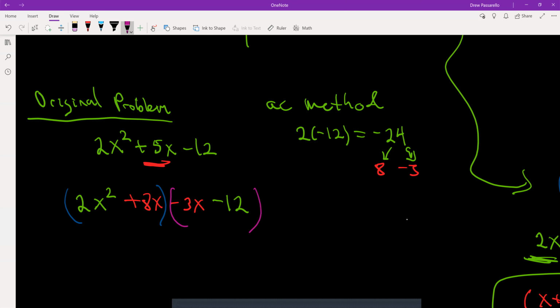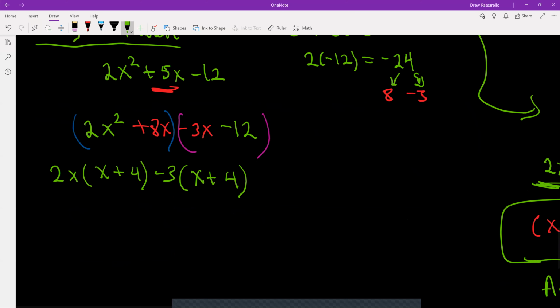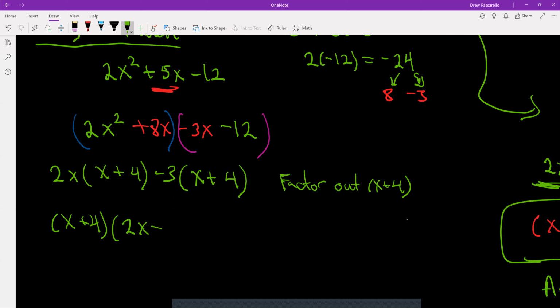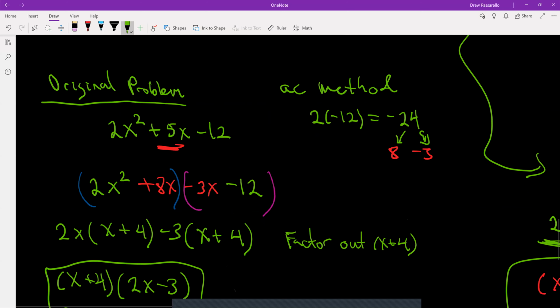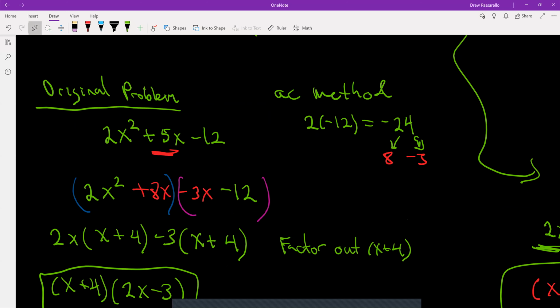The first group, I factored out 2x, and that gave me x plus 4. The second group, I factored out minus 3. That also gives me x plus 4. And then I saw that they have this x plus 4 in common. So if I factor out x plus 4, that leaves me with 2x minus 3. All right, so I just did the same problem over again, but in less detail. That's how you do it using the AC method.